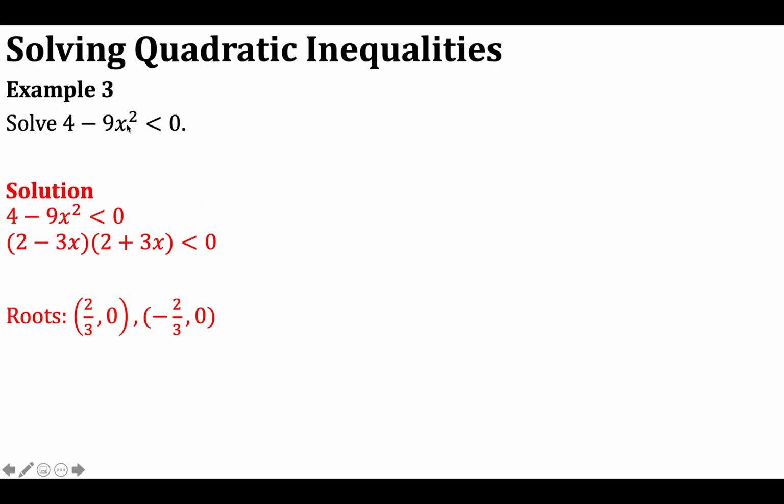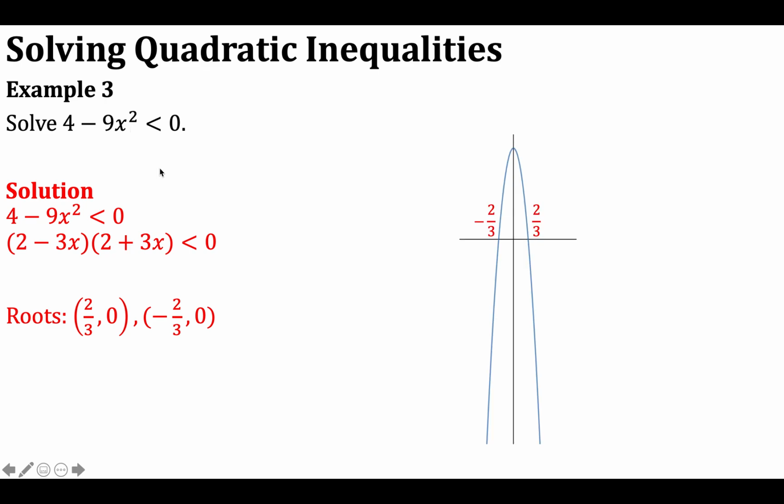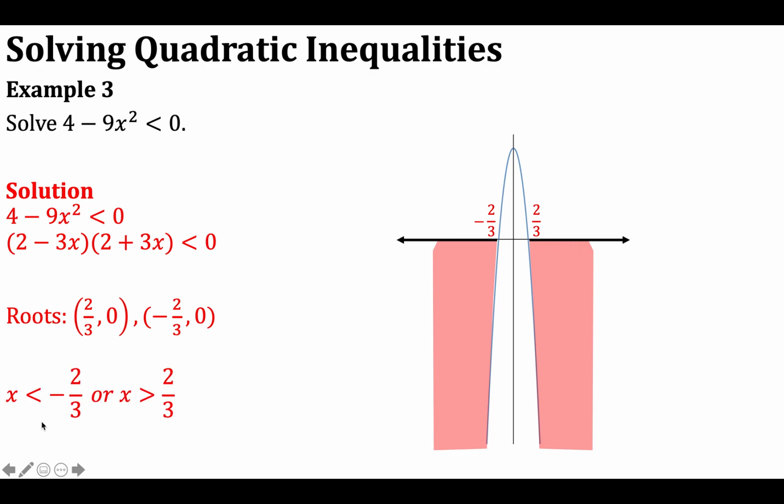Now, this time our coefficient of our x squared term is negative, so we actually have a maximum turning point. And we can see our two roots here, negative 2/3 and positive 2/3. And we want to know where is this less than 0. So that encompasses these areas here where it's less than 0. And we can see that that would be values less than negative 2/3 and or greater than 2/3. Okay, so x is less than negative 2/3 or x is greater than positive 2/3.